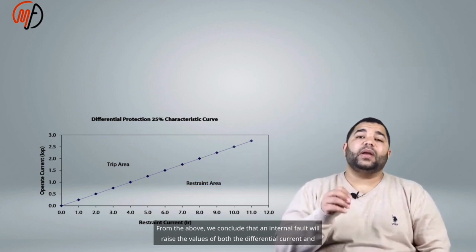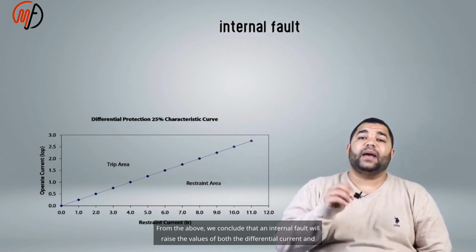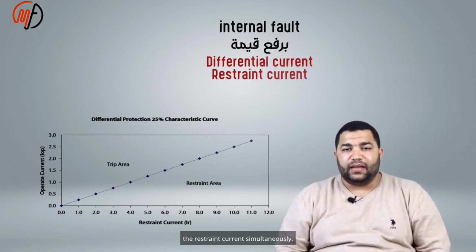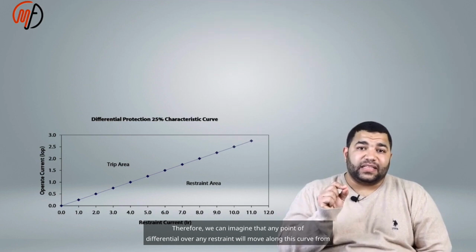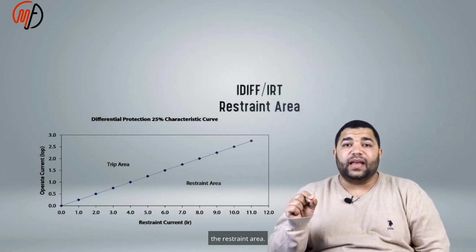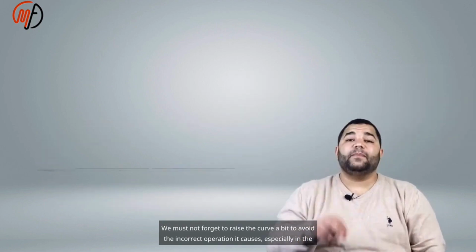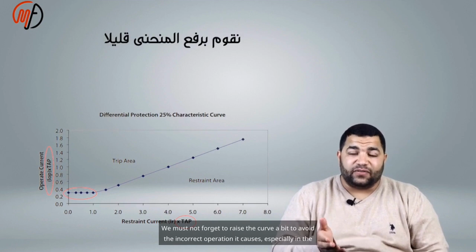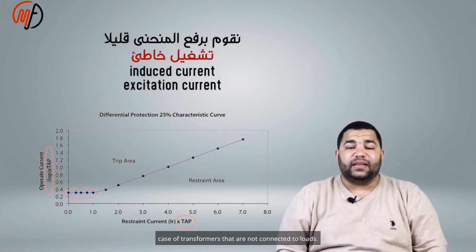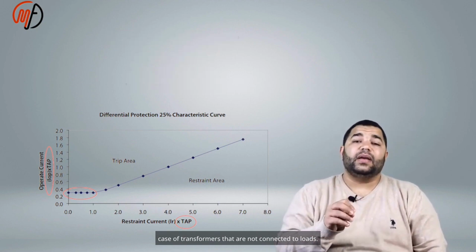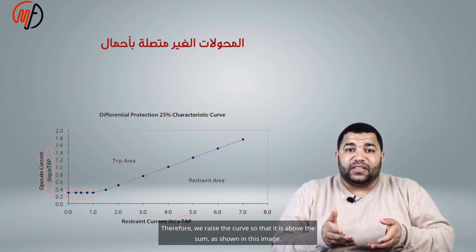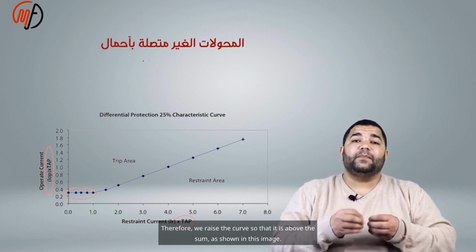From the above, we conclude that an internal fault will raise the values of both the differential current and the restraint current simultaneously. Therefore, we can imagine that any point of differential over any restraint will move along this curve from the restraint area. We must not forget to raise the curve a bit to avoid incorrect operation, especially in the case of transformers that are not connected to loads. Therefore, we raise the curve so that it is above the sum, as shown in this image.